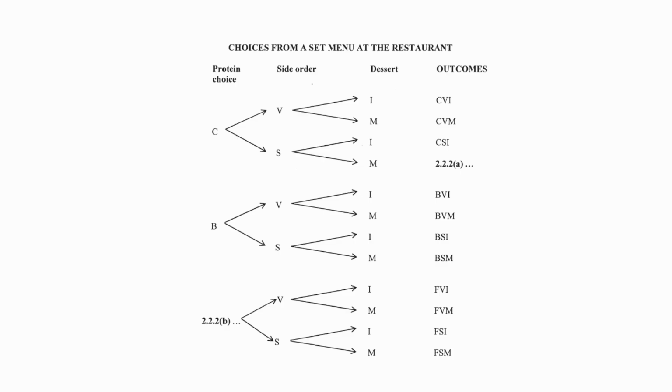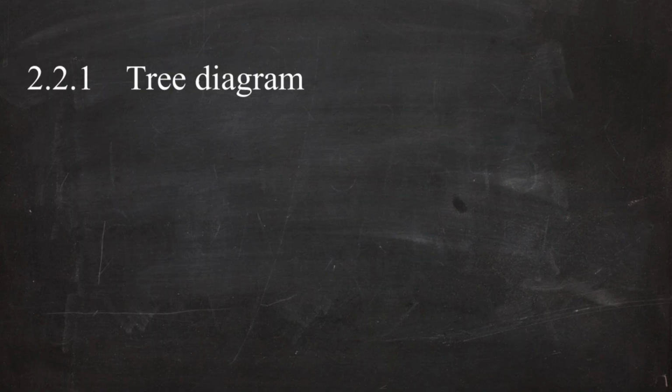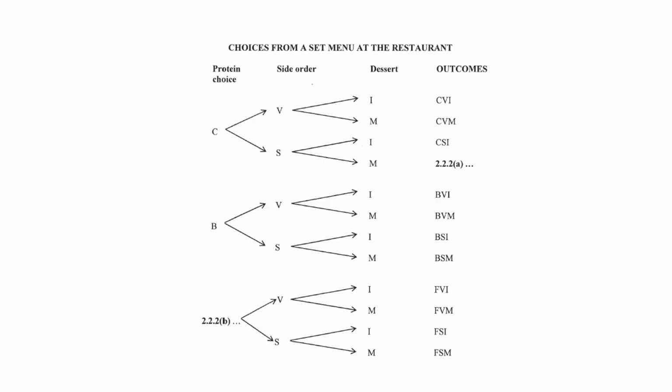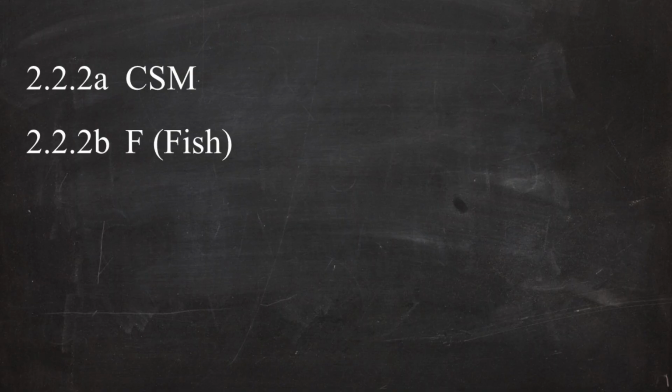In question 2.2.1, you have to name the type of diagram illustrated on Annexure B. This diagram is called a tree diagram. In question 2.2.2, you are instructed to write down the missing outcome at 2.2.2A and the protein choice at 2.2.2B. The outcome at 2.2.2A is chicken with salads and malva pudding. This is abbreviated as CSM. The protein choice for 2.2.2B is F for fish.